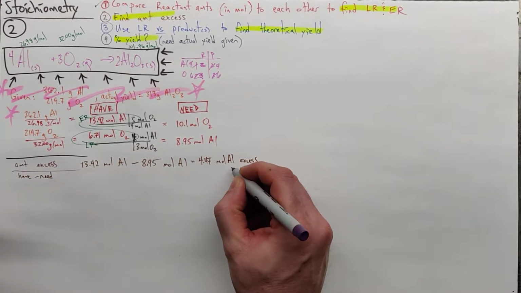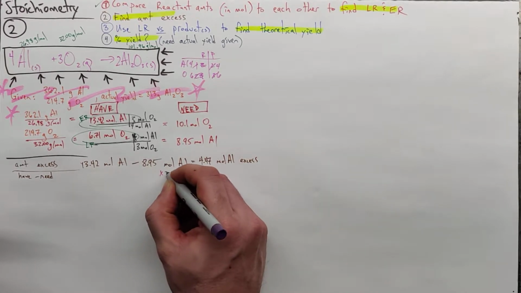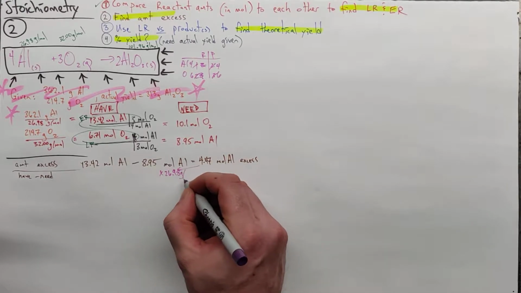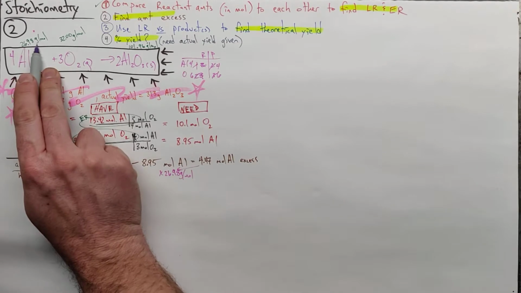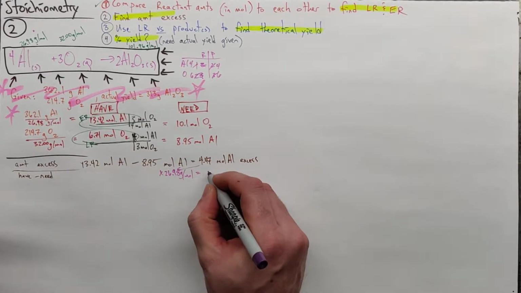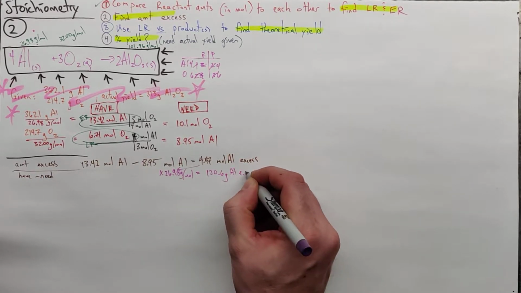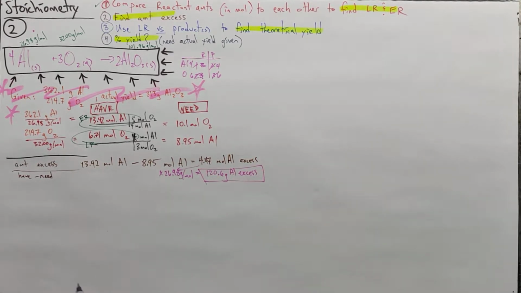We'll multiply by 26.98 grams per mole. And again, your 26.98 is coming from right there. That's from the periodic table, turning moles of aluminum, and we end up with 120.6 grams of aluminum excess. All right, so this is a useful number for us. Should have done that in brown, but we'll live.